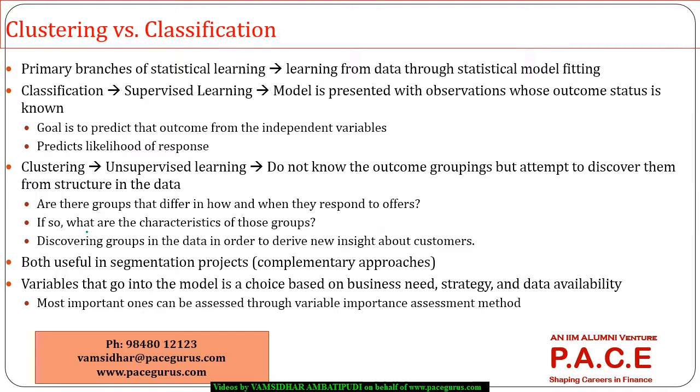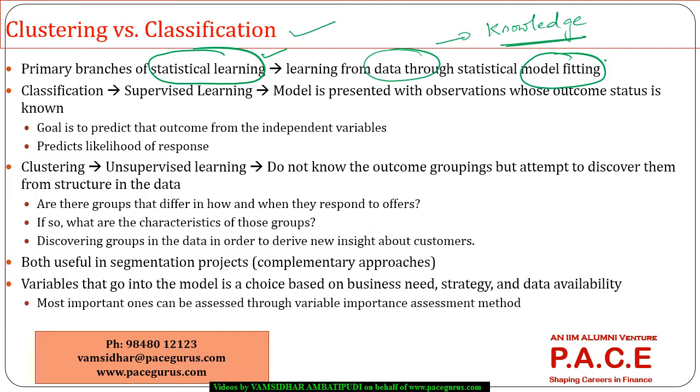So within this context, there are two major aspects of segmentation. One is the clustering and classification. They are typically called the primary branches of statistical learning. When I use the word statistical learning, I mean learning from the data. We are creating some kind of knowledge repository from the data. That is what we are calling statistical learning. So we are creating some kind of models. We are fitting some kind of models based on the data, and based on the models that are fitted, we are trying to do our learning process.